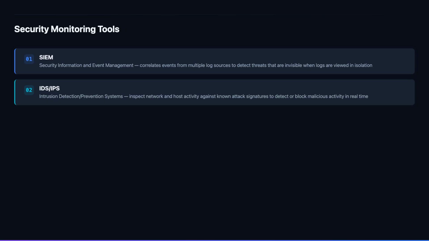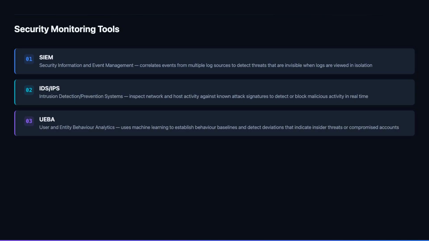IDS/IPS tools are most effective for detecting commodity threats and known malware. Advanced persistent threats that use novel techniques, living off-the-land attack methods, or encrypted command and control channels may evade signature-based detection, making IDS/IPS most effective when combined with behavior-based and anomaly detection tools.